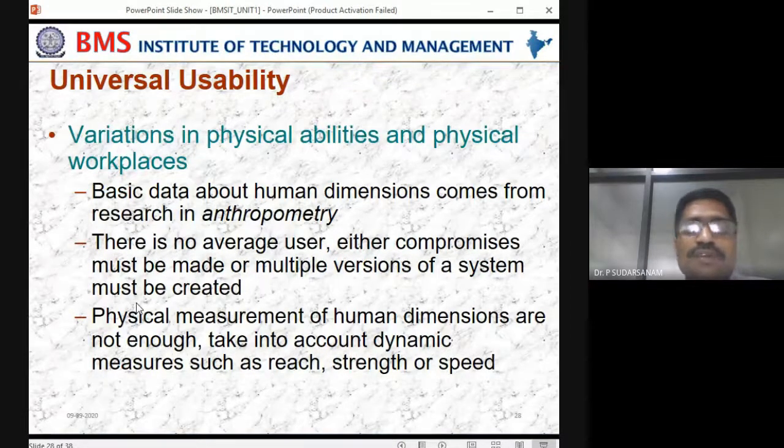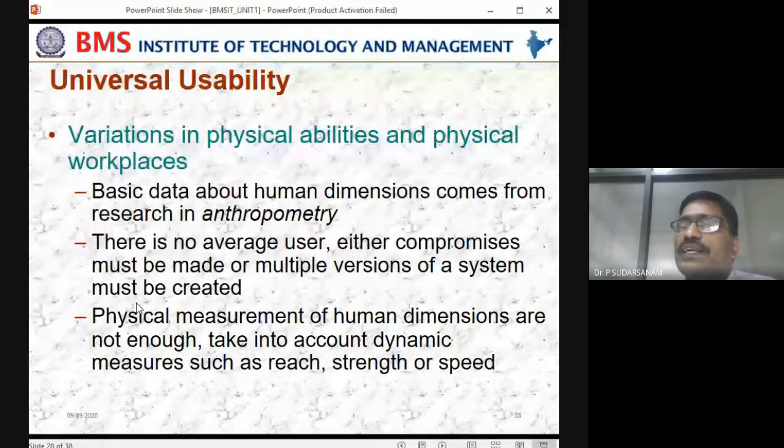Next, there are no average users; either compromises must be made or multiple versions of the systems must be created. So multiple user versions should be created. You have to create multiple user access for that particular item, then only you can succeed. Next, physical measurement of human dimensions is not enough. You also have to take into account dynamic measures such as reach, strength, and speed. So these are also important.